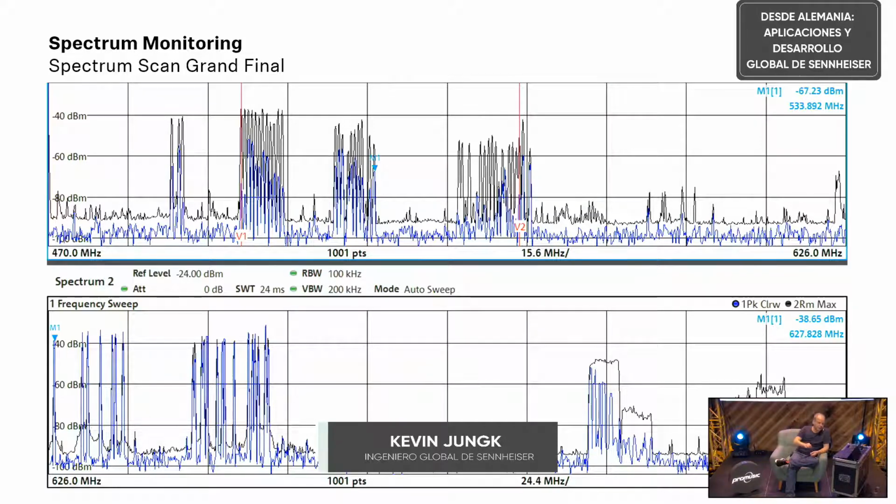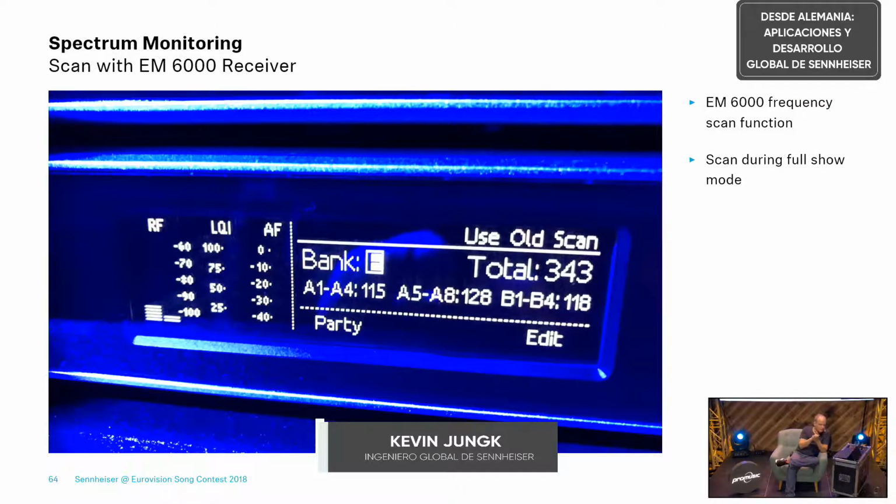During that show, I used one of our receivers to do a spectrum scan, a frequency scan. And it offered me 343 additional frequencies to use. With the antenna system I had, I can use 343 signals at maximum power with a 6000 system. So I think I can do any show with that.